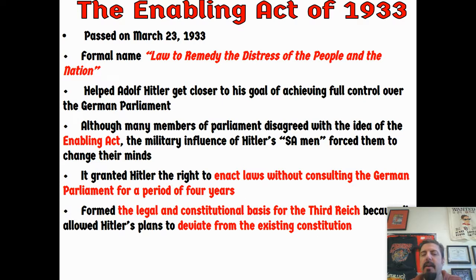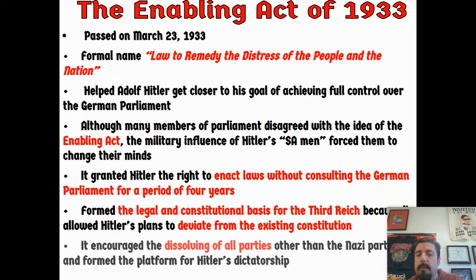Form the legal and constitutional basis of the Third Reich, because Hitler would always say that this Enabling Act gave him legitimacy, justification for his regime. He wasn't just a bunch of thugs. It encouraged the dissolving of all parties other than the Nazi Party and formed the platform for his dictatorship. So remember how the Enabling Act was the legislation that turned Germany, the Weimar Republic, into Nazi Germany.